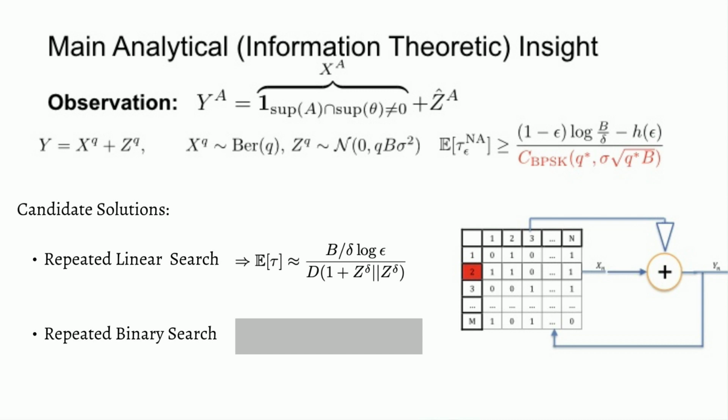Repetition codes here are also very bad. And the denominator is the KL divergence. This is the KL divergence between signal plus noise and noise, right? So that's what you get there.